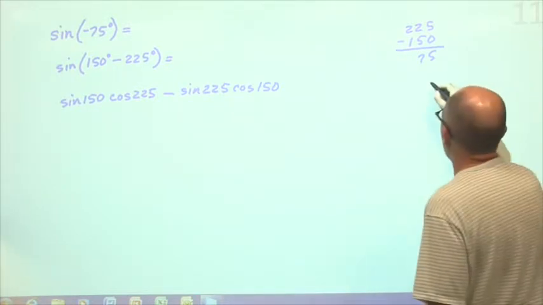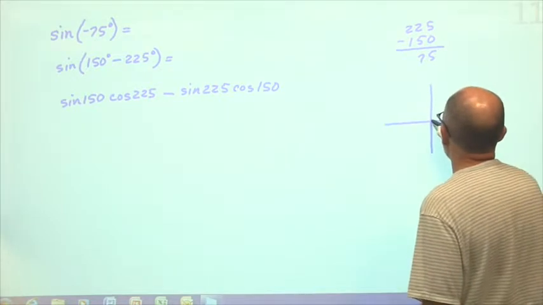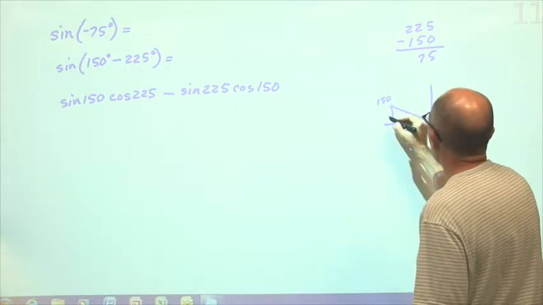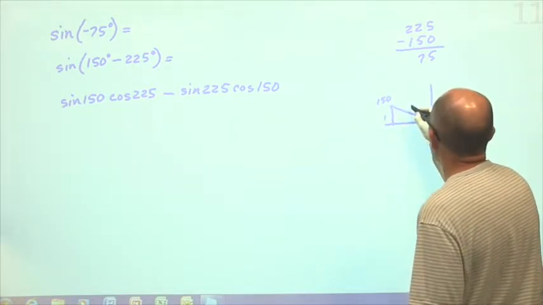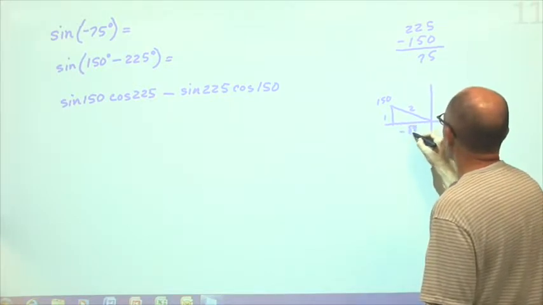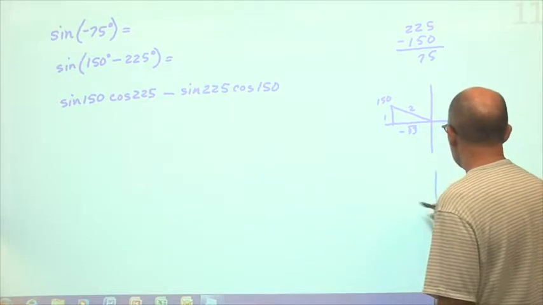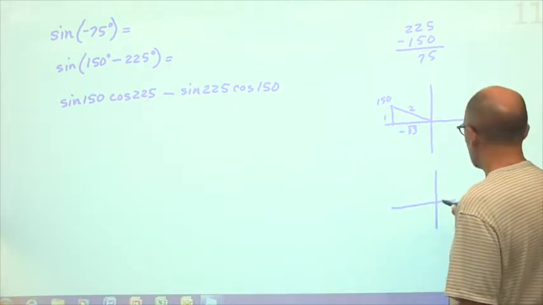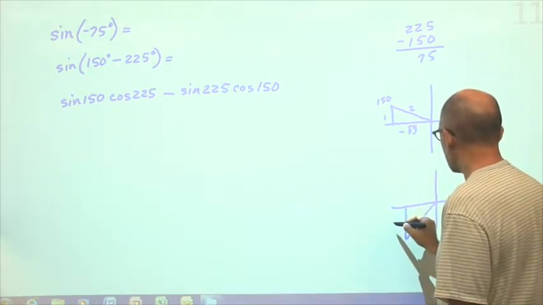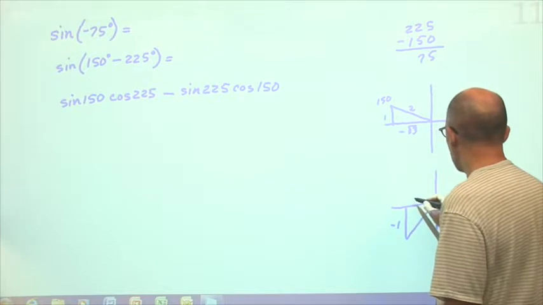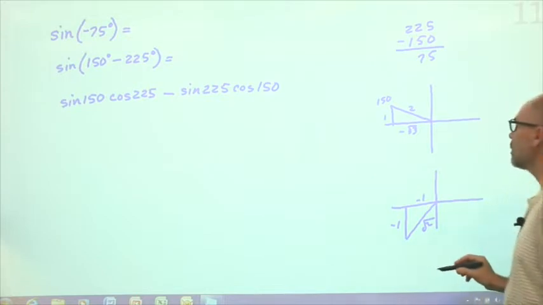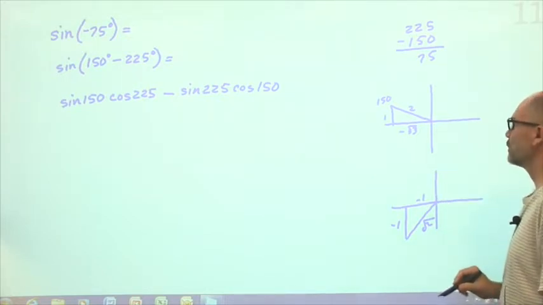All right, so now what we have to do is figure out what the sine and cosine of these angles are. So let's look at the 150 degree angle. That's right here. Sine is going to be 1/2, cosine is going to be negative square root of 3 over 2. Then when we look at our 225 degree angle, sine is negative square root of 2 over 2, and cosine is negative square root of 2 over 2.